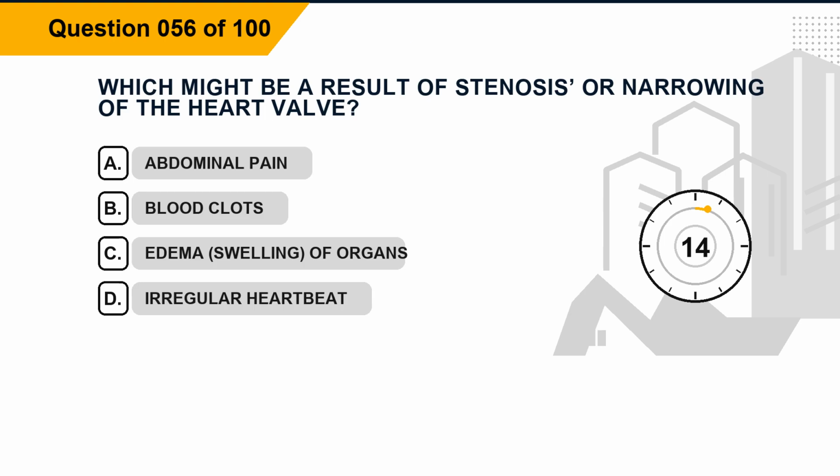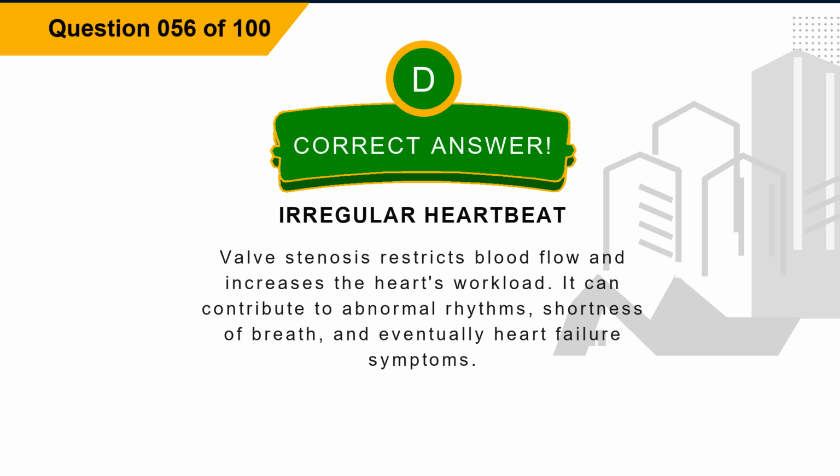Question 56. Which might be a result of stenosis, or narrowing of the heart valve? Option A, abdominal pain. Option B, blood clots. Option C, edema, swelling, of organs. Option D, irregular heartbeat. The correct answer is option D, irregular heartbeat. Explanation. Valve stenosis restricts blood flow and increases the heart's workload. It can contribute to abnormal rhythms, shortness of breath, and eventually heart failure symptoms.